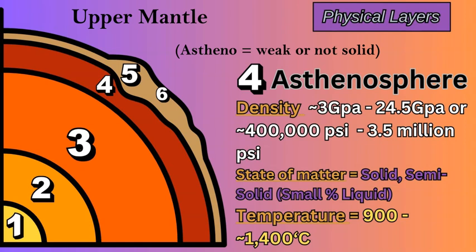And this state of matter is solid, mostly solid, but there is a semi-solid and small part of low velocity zone, which means that the state of matter is semi-solid, even part liquid, because of the slowing down or decrease in seismic wave velocity through this low velocity zone, which occurs around 100 to 150 kilometers into the asthenosphere below the lithosphere, which denotes an area of magma formation. Now, the temperature is between 900 to about 1,400 degrees Celsius.